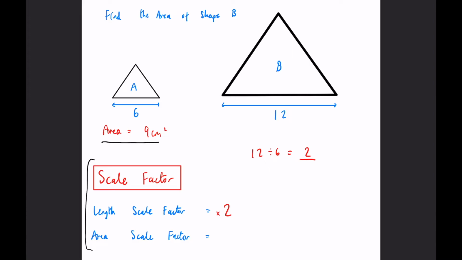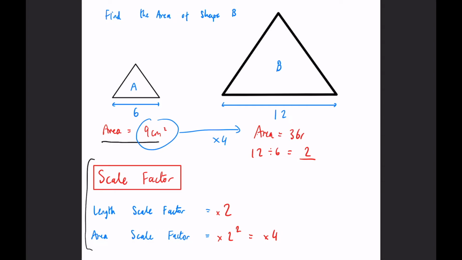Now, we know from our rules above, if the length scale factor is 2, the area scale factor is going to be that one squared. So that means our area scale factor is going to be 2 squared, which equals 4. So you're going to be getting 4 times bigger from A to B. So that means we have to take our area of A, multiply it by 4, and that's going to get our area of B, and that is going to be 36 centimeters squared. And that is going to be our final answer.